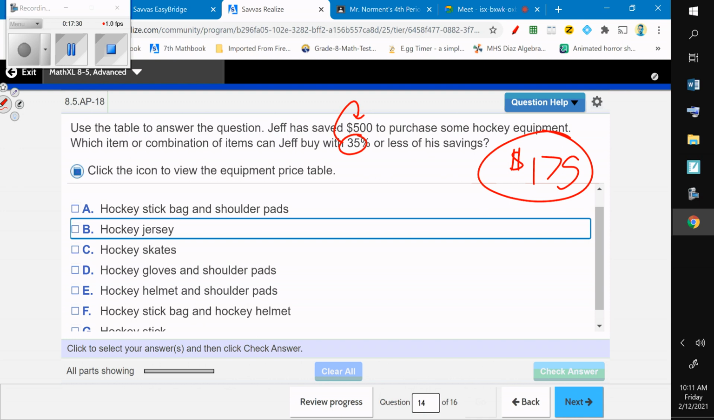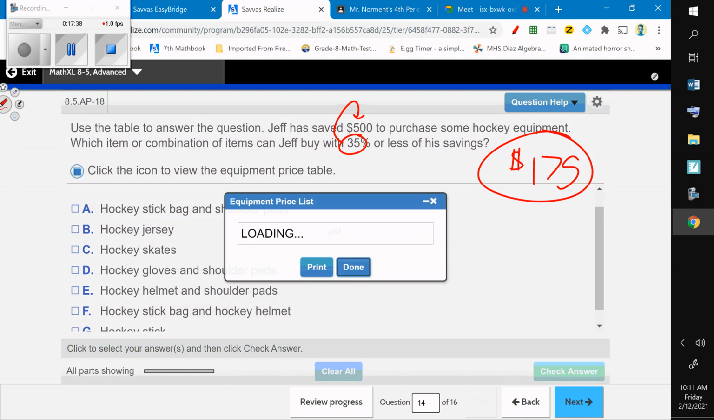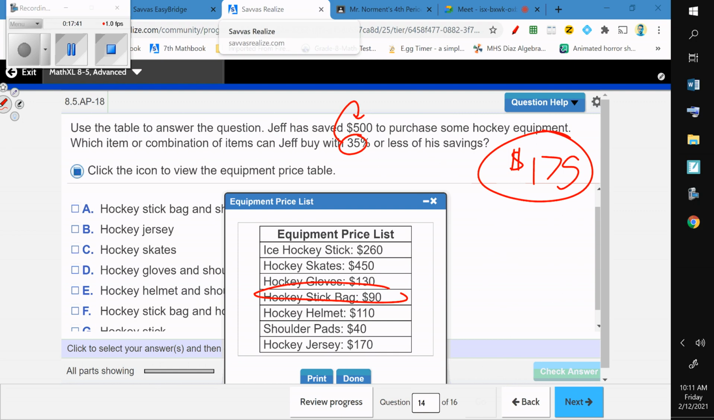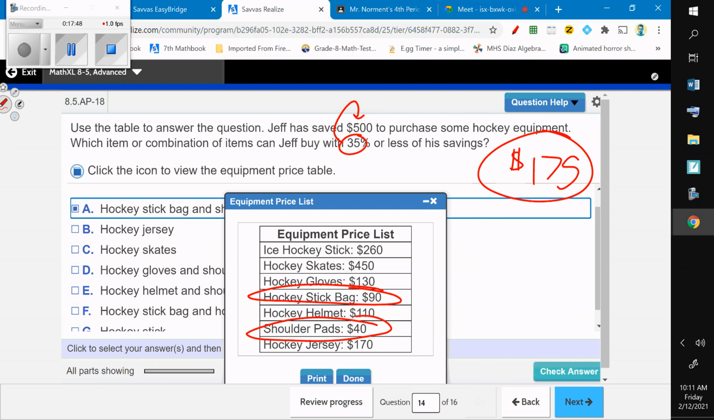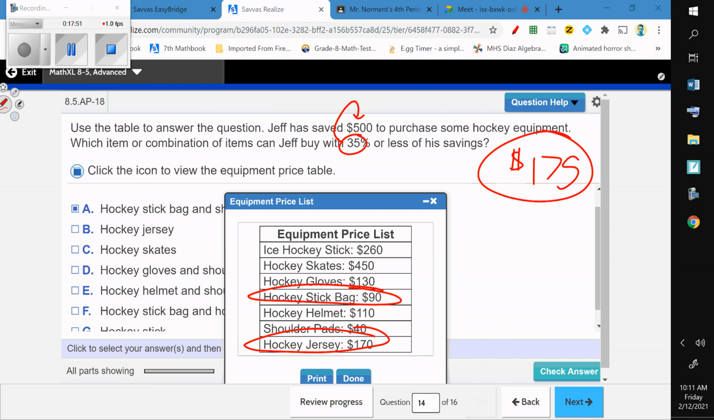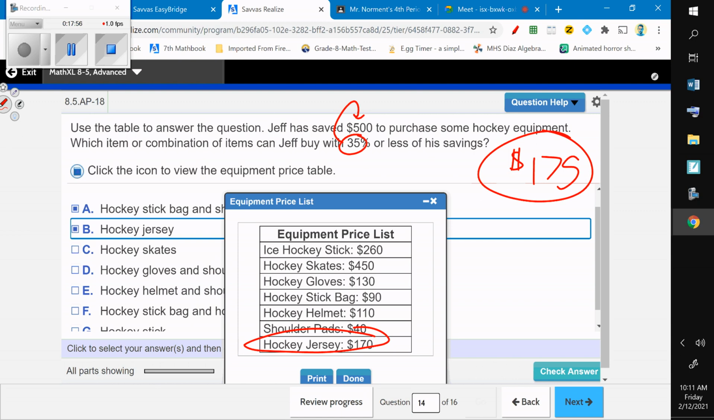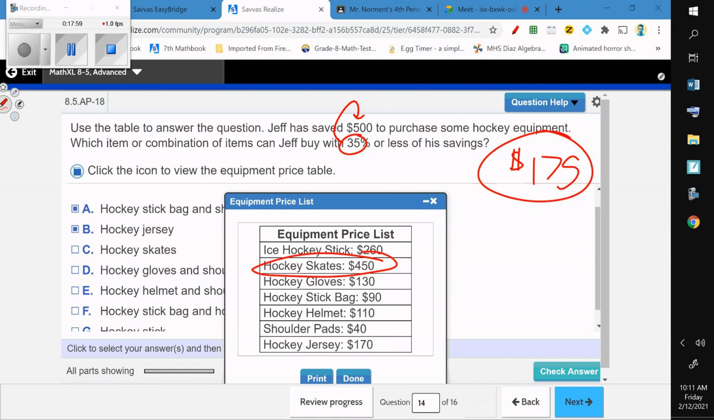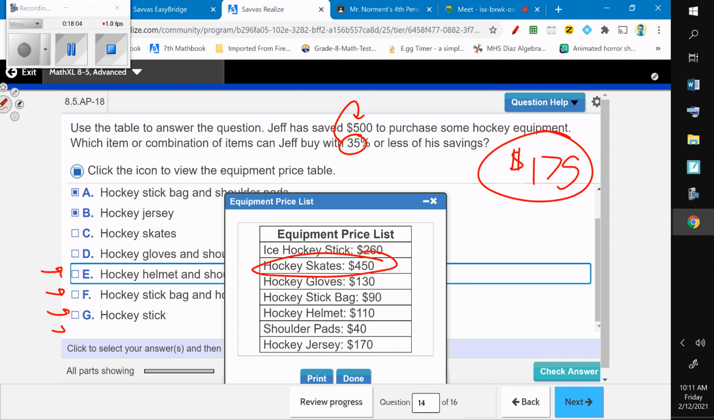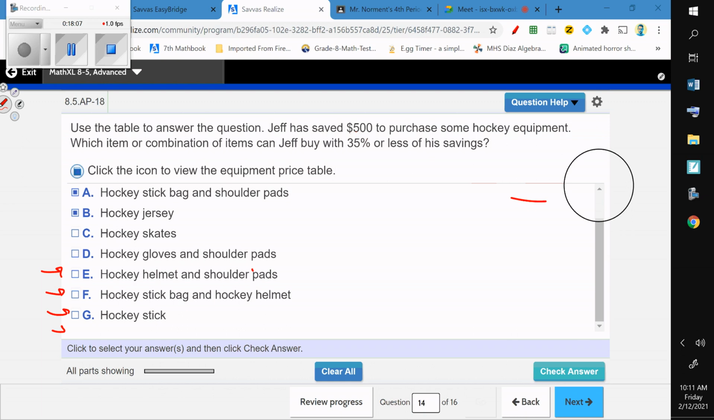Okay? So what you're going to do now is look at all these answers and say, how much do these cost? Is $175 enough? So, hockey stick bag and shoulder pads. 90 plus 40 is 130, which is less than 175. He can buy that. What about a hockey jersey? That's 170, that's less. He can buy that. What about hockey skates? Ooh, way too much. He can't buy that. You're going to go down the list and see what he can and cannot afford, and that's going to be your answer. Okay? That's how you do that one.